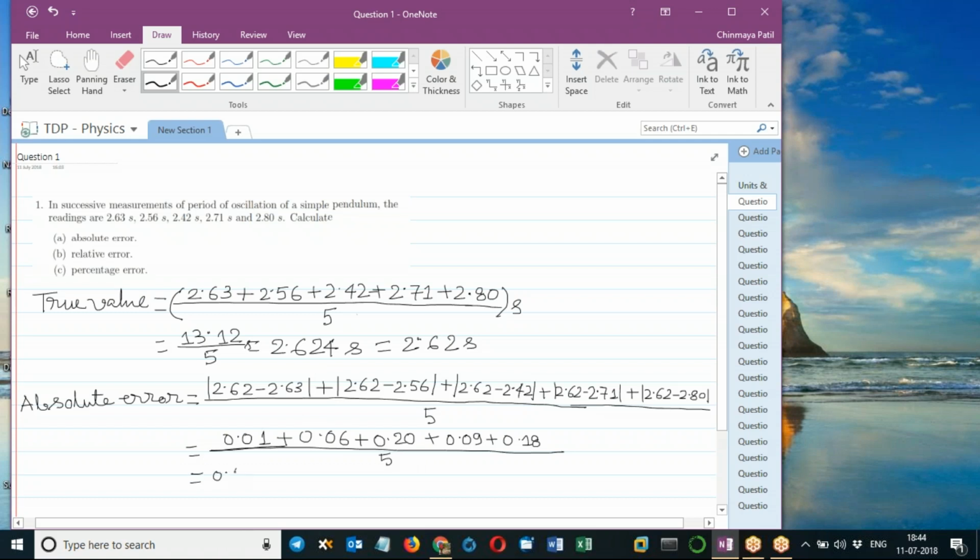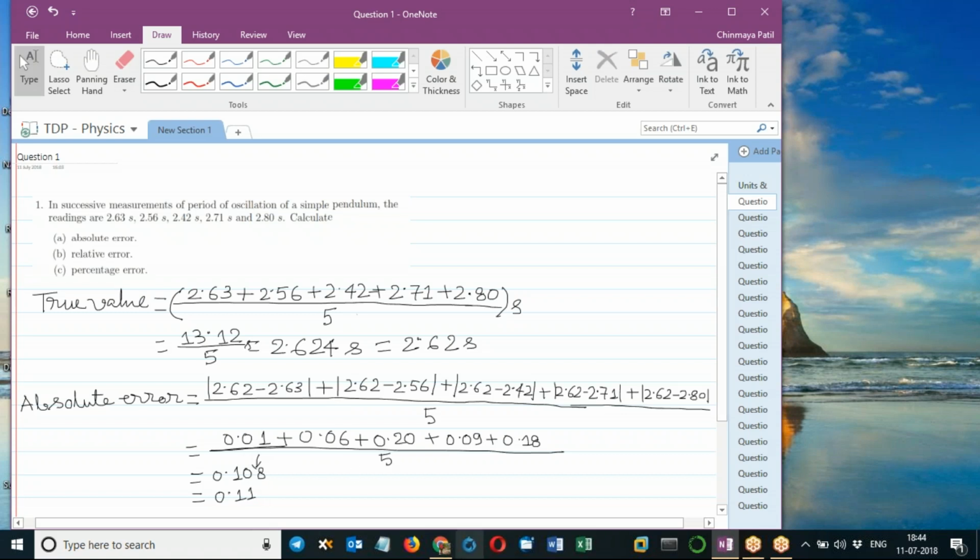0.108. But your result has to be expressed in 2 decimal places, because all the values have been given in 2 decimal places. So if you express this 0.108 in 2 decimal places, 8 is more than 5, so it will be 0.11. That is the absolute error.